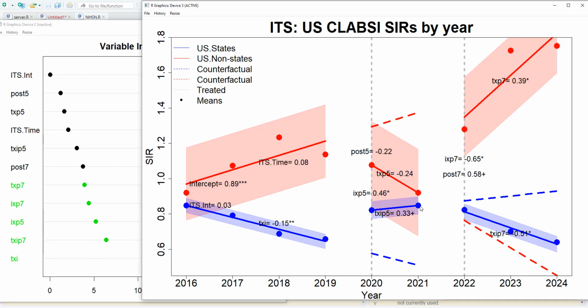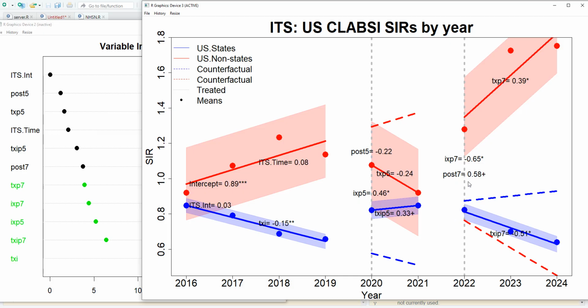We can see that for the most part our level stayed about the same. It's probably about, I guess, maybe 5 SIR points lower for our intervention group in 2022. And then we can see there's a big change for our non-US states, where it increased from about, I want to say, 0.75 maybe. We go across, it's somewhere around 0.75.